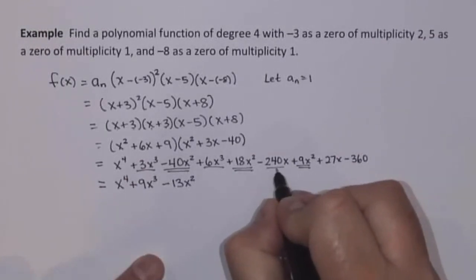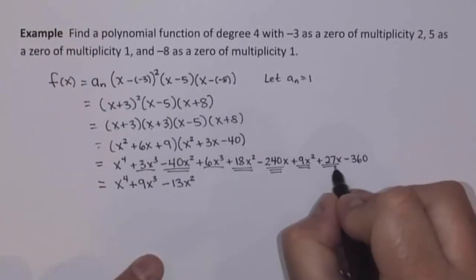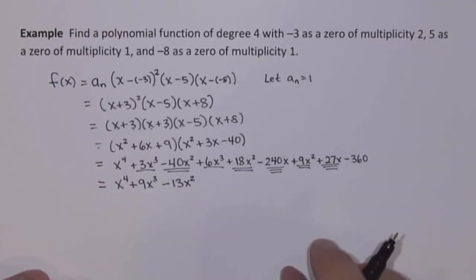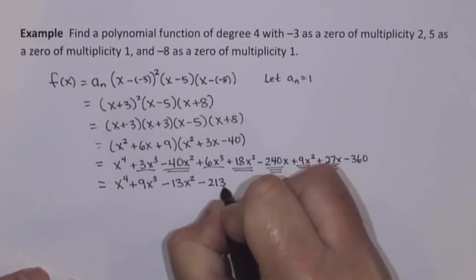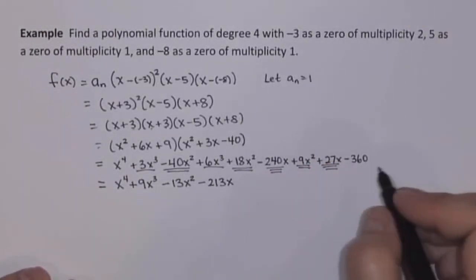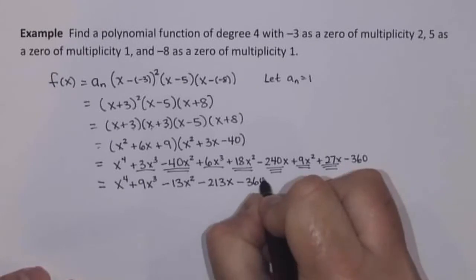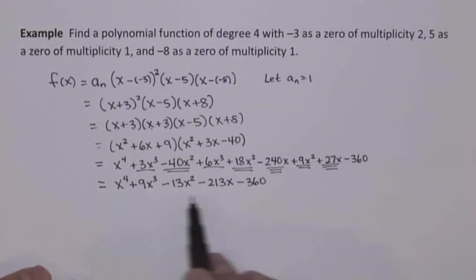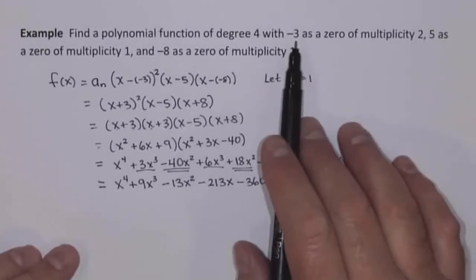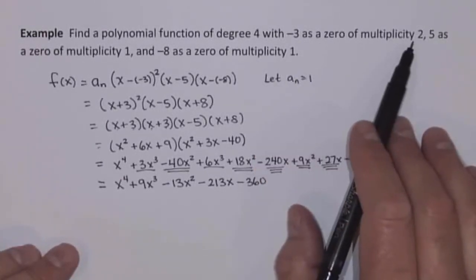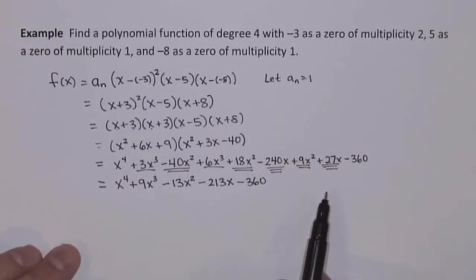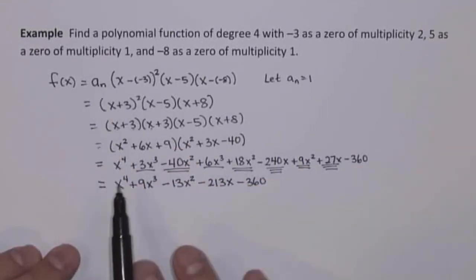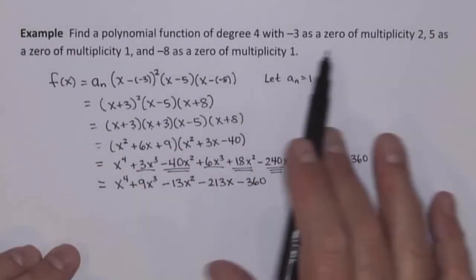Now I have a minus 240x and a plus 27x. Minus 240 plus 27 is going to be minus 213, so minus 213x. And then last but not least, we have minus 360. So this is our polynomial function of degree 4 that has negative 3 as a 0 with multiplicity 2, 5 as a 0 of multiplicity 1, and negative 8 as a 0 of multiplicity 1. And again, we're assuming that our constant here is 1, so this is the simplest function that has those zeros.